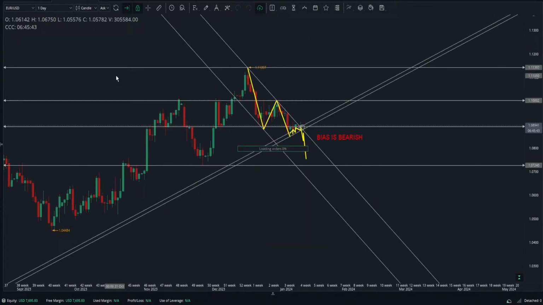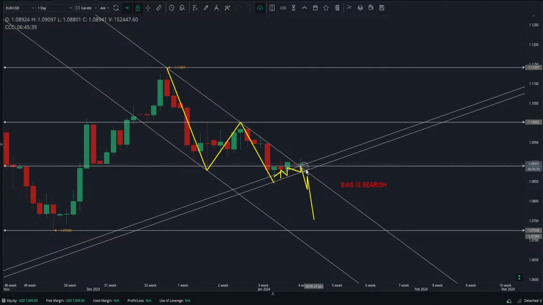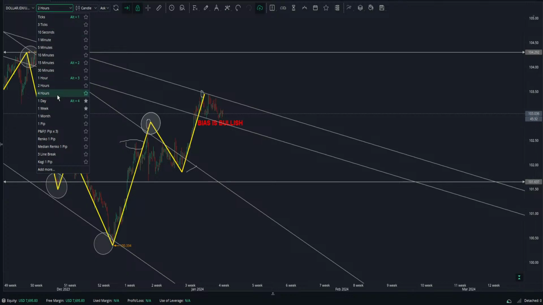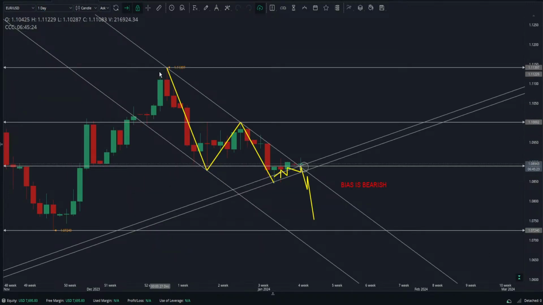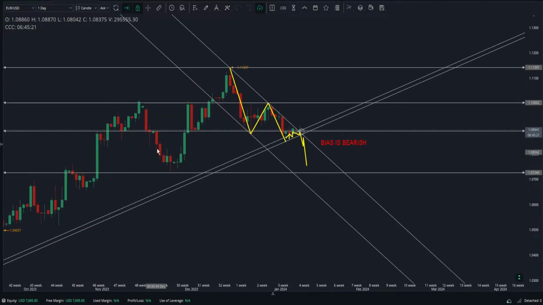So the next is euro. Now in the euro, bias is bearish and it will remain so in the similar case, like it is just inverse of the US dollar index. You see, the index was making lower highs and lower lows here, and thereafter after breaking this high, it started making higher highs and higher lows, whereas in euro it was making higher highs and higher lows, then it started making lower highs and lower lows.